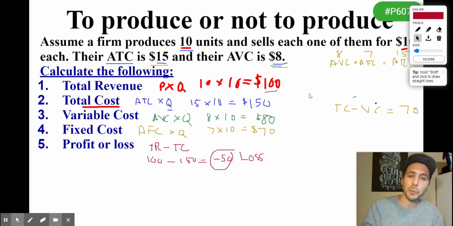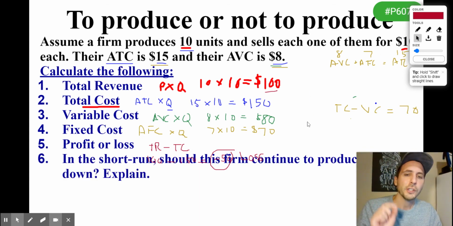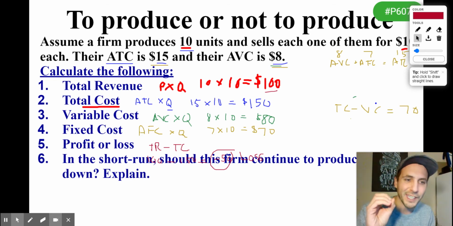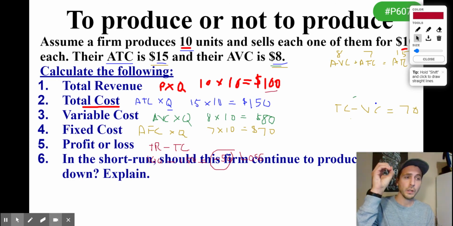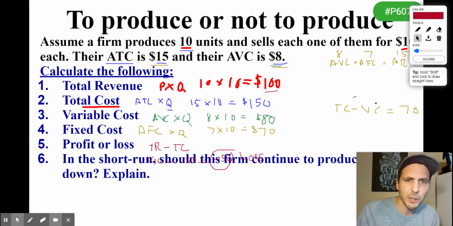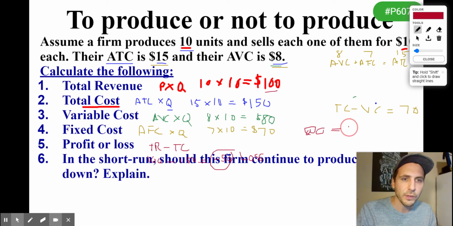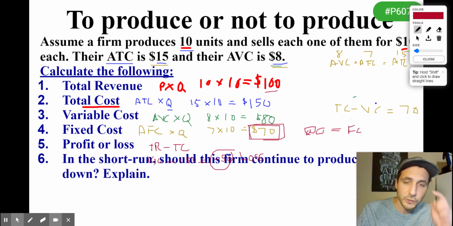So here's the question that we've been trying to get to this whole time. Should this firm continue to produce or should they shut down? Well, if they shut down and produce a quantity of 0 units, what are their fixed costs? How much do they still have to pay? Well, I know even when quantity is 0, we still have fixed costs, right? So at a quantity of 0, they'll have to pay $70.